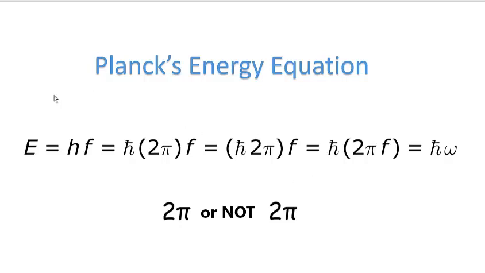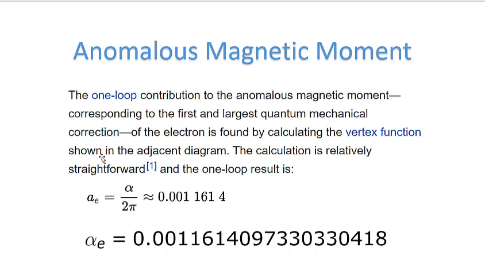So let's look at it this way: when Planck's constant has the 2 pi, then you have to reduce alpha by 2 pi. Since in my specification I use Planck's constant, I can't use alpha. I have to use this term here, which just happens to be the anomalous magnetic moment. The one loop contribution to the anomalous magnetic moment corresponding to the first and largest quantum mechanical correction, oh boy, of the electron is found to be blah, blah, blah.